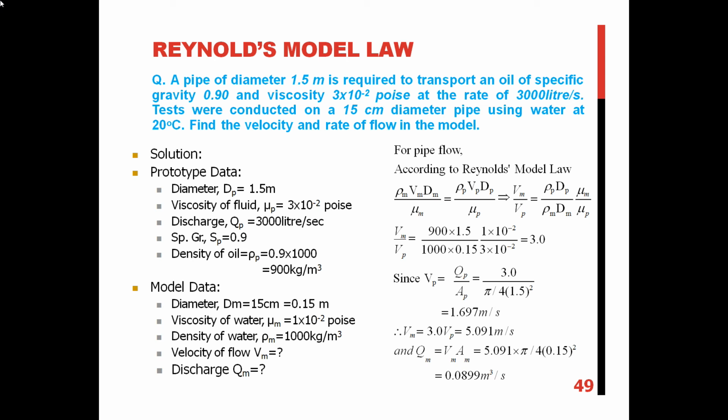And for Vm, we need to find out the velocity. Vm is equal to 3 into Vp. So we have got Vp and we are getting the answer. And Q is equal to Vm Am, which is 5.091 into pi by 4 into 0.15 the whole square, which is equal to 0.0899. So please make sure that you are finding this for the model. Don't confuse it with the prototype.